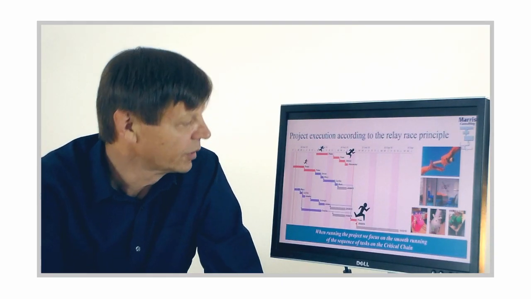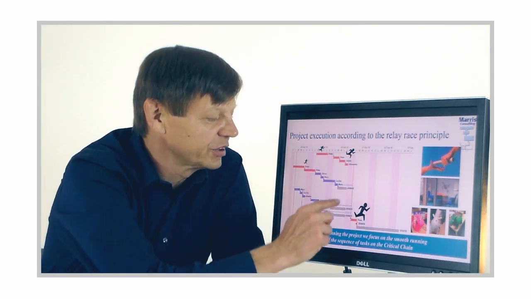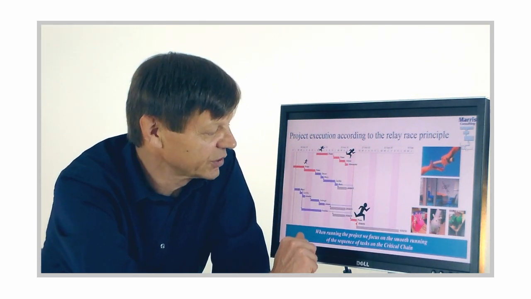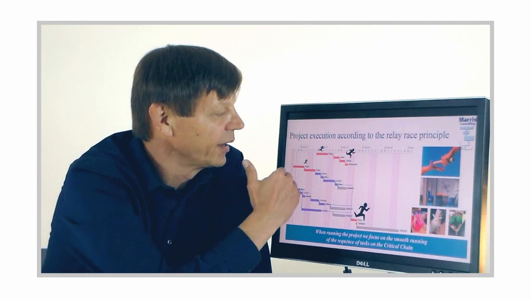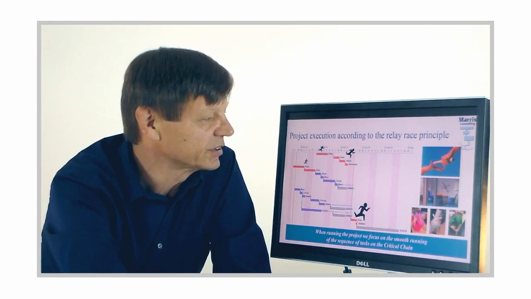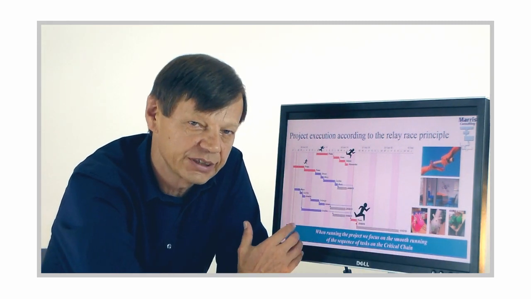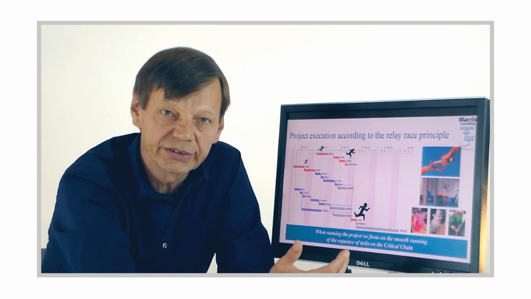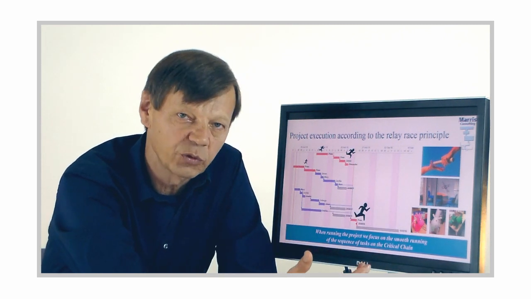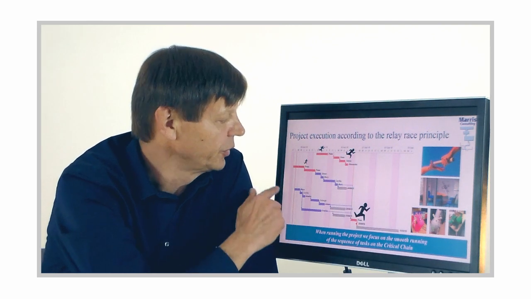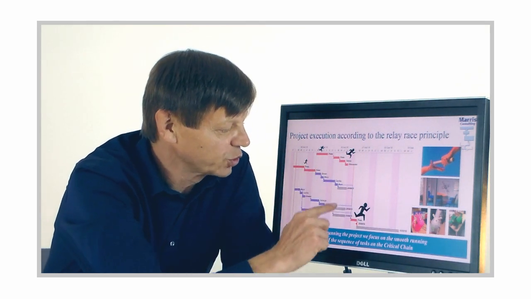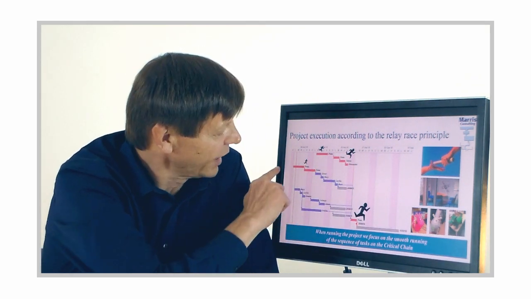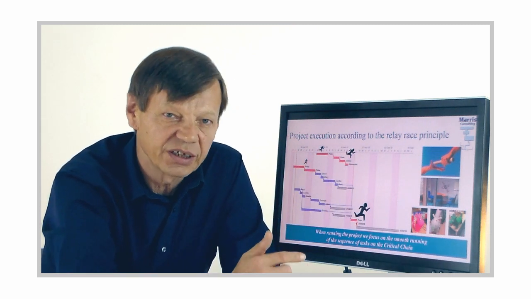Okay, and so how do we ensure the best possible execution, the best possible performance of such a project? Well, it is the critical chain that determines the success or failure of the project. If I gain 3 days along the critical chain, the whole project goes 3 days faster. If I lose 4 days on the critical chain, the whole project gets 4 days later. Okay, so what I need to do is ensure that the execution of these tasks is done as well as possible.